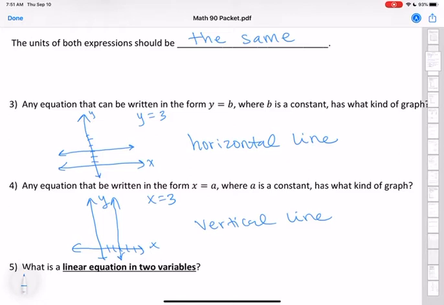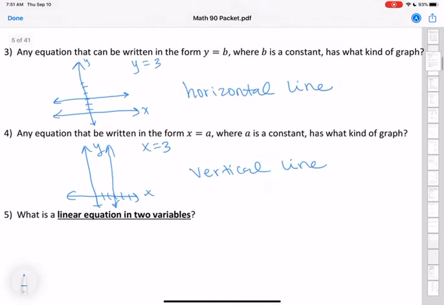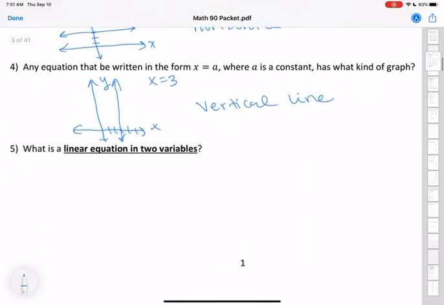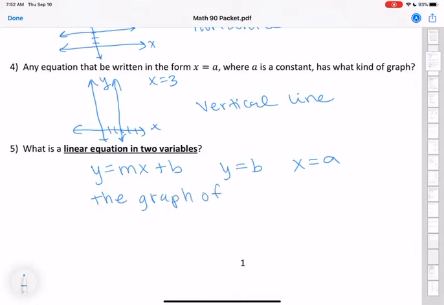Last one here on this page says, what is a linear equation in 2 variables? And we know some examples here. One that we worked on yesterday was y equals mx plus b. Today we just now learned a couple other ones. We learned y equals b and x equals a. So those are just some examples of a linear equation with 2 variables. And just to summarize, the graph of the equation is a line.